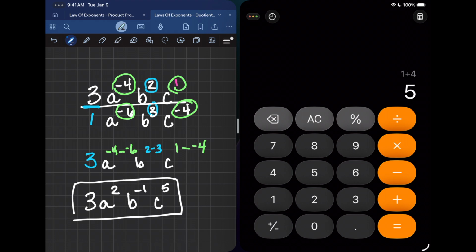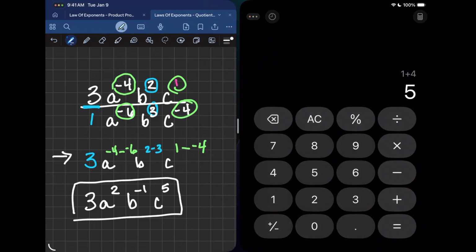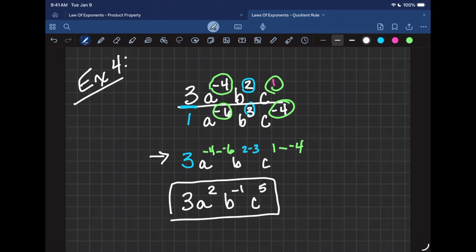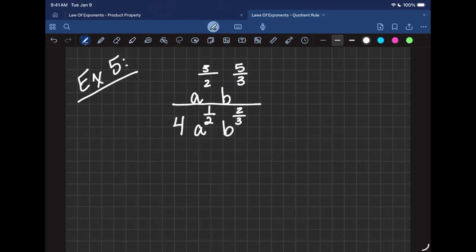Okay, so if you are stuck on these, and you're working open-ended questions on your test, show that you're subtracting top minus bottom like we did here in this step, and then use your calculator to get those final values for your exponents. All right, looking at example 5, this is our last one for today.